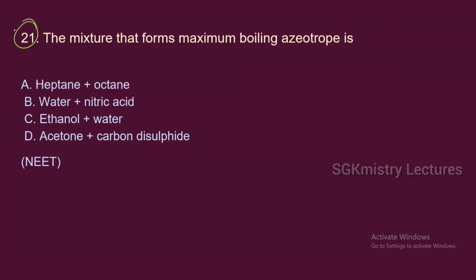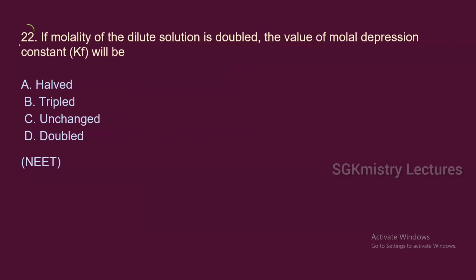Next, question number 21. The mixture that forms maximum boiling azeotrope. Please remember this very important example under maximum boiling azeotrope, which is nothing but water and nitric acid. So option B is the right answer. Okay. Next, question number 22.